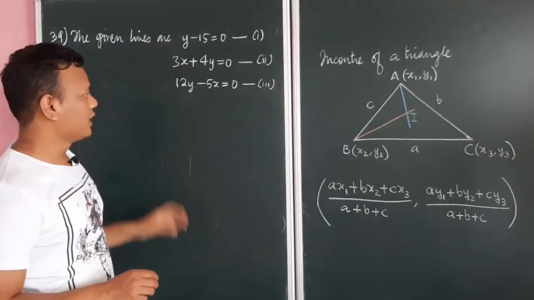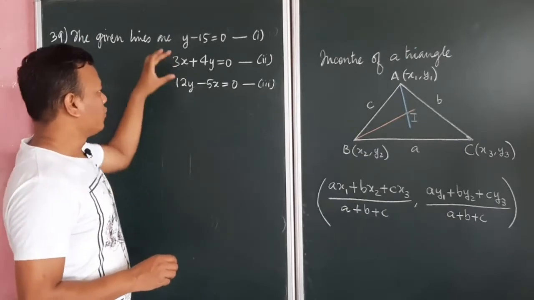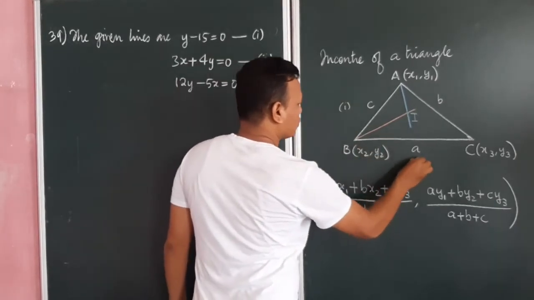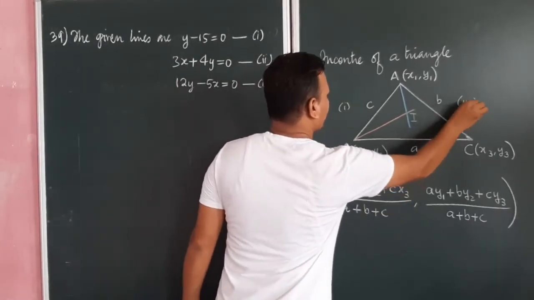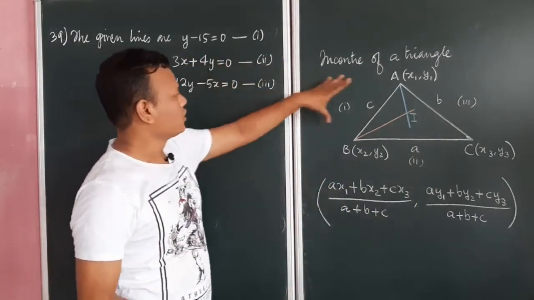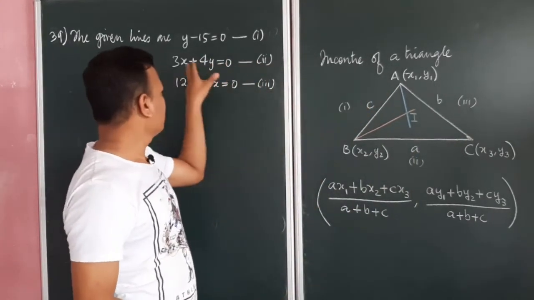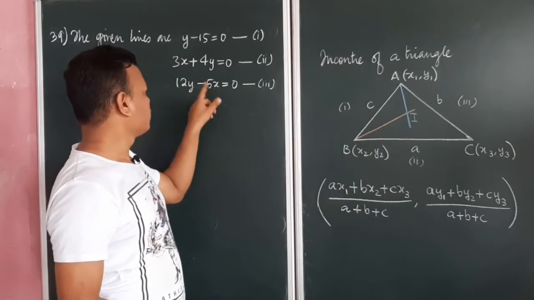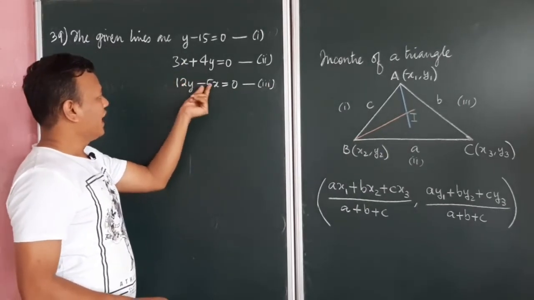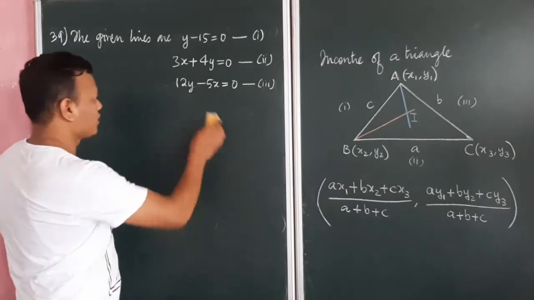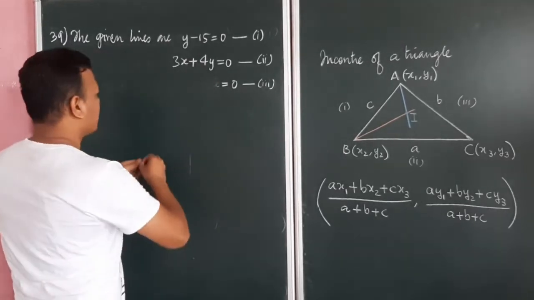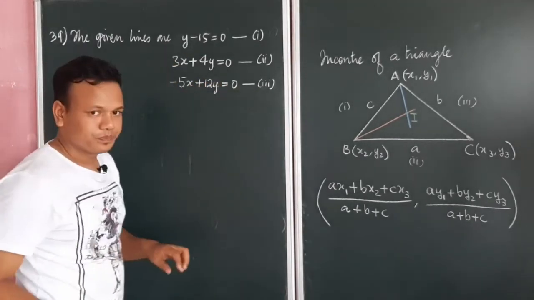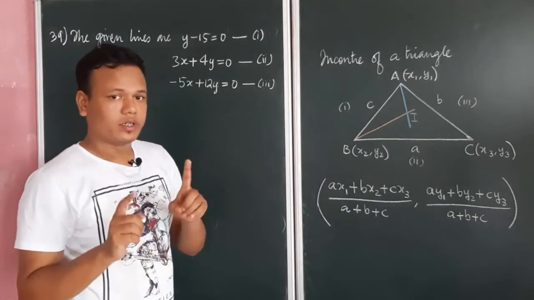Okay, so these are the three lines given to us. So that means we need to find the point of intersection of each. For example, if I call this as 1, let me call this as 2, and let me call this as 3. Okay, so y minus 15 equals to 0 represents line AB. Okay, so that's what is the meaning. So 3x plus 4y equals to 0 represents side BC, and similarly 12y minus 5x. So since we are writing x in front, let me write this as minus 5x plus 12y equals to 0.